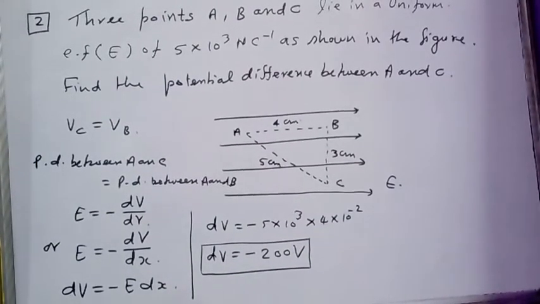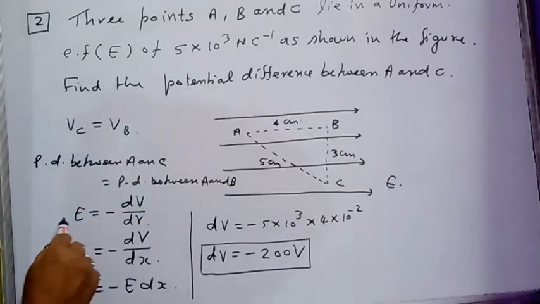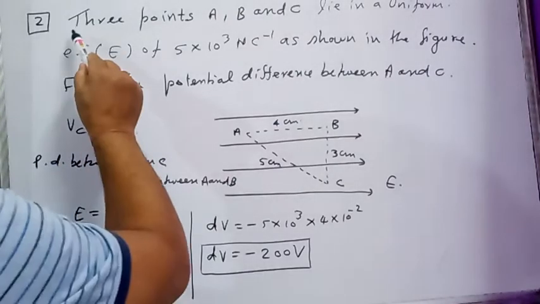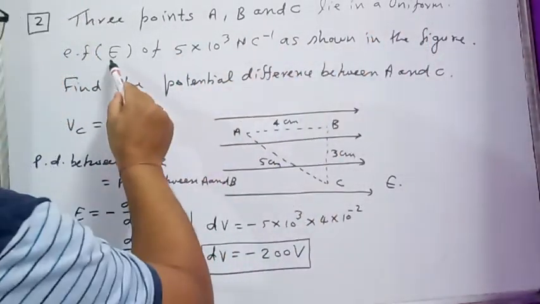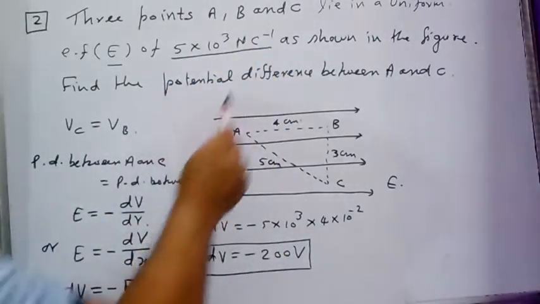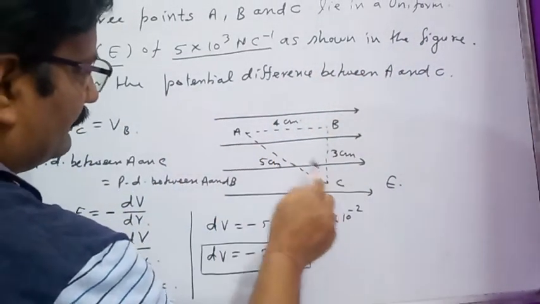Students, this is another example related to the relation between electric field and potential difference. In the previous video, you have seen the relation between electric field and potential difference, or you can say electric field and potential gradient. The relation is E equals the negative of the potential gradient, that is E equals minus dV by dr. The question: three points A, B and C lie in a uniform electric field, where the electric field is 5 into 10 to the power 3 newton per coulomb, as shown in the figure. Find the potential difference between points A and C.